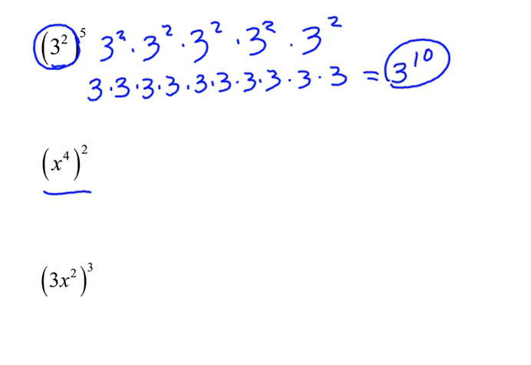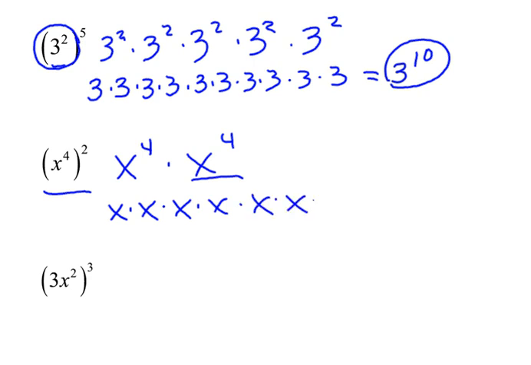When we look at x to the 4th squared, that means we're going to do x to the 4th times itself. X to the 4th times x to the 4th. Well, x to the 4th, we said, is x times itself 4 times, and then it times another x to the 4th. That gives us x to the 8th.